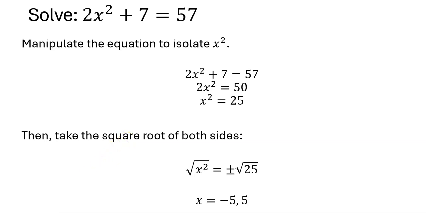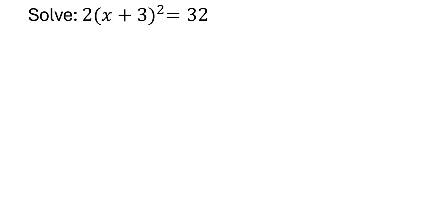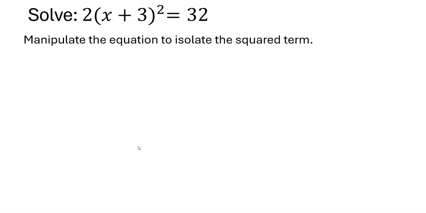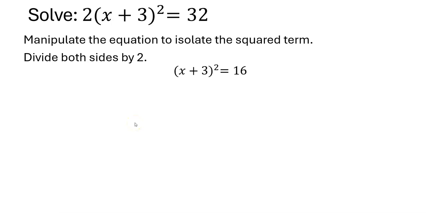Okay, let's continue on. If I have the equation 2 times the quantity x plus 3 squared equals 32, well, in similar fashion, our goal is to manipulate the equation to isolate the squared term, the variable piece that is the perfect square. That is what we want to isolate. So I'm going to divide both sides by 2 to get the x plus 3 squared by itself. So that leaves me with x plus 3 squared equals 16, because 32 divided by 2 is 16. Now I'm ready to take the square root of both sides.